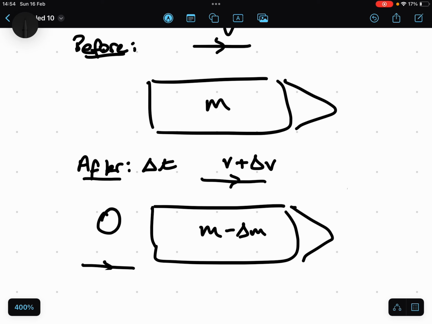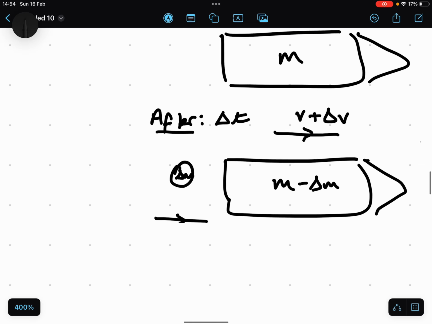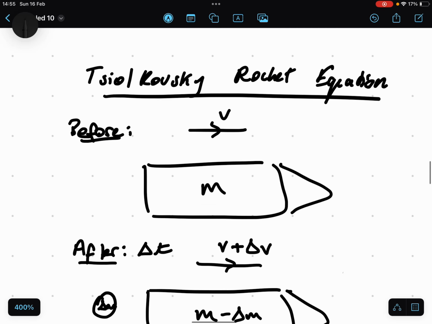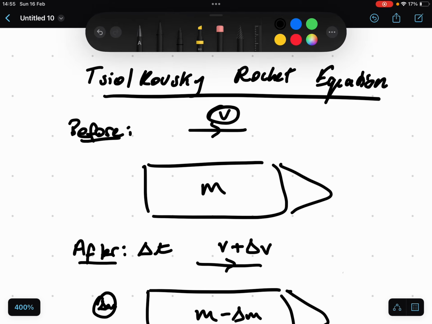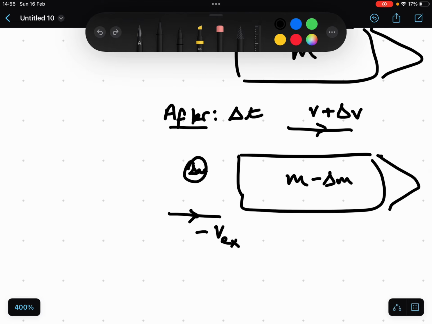So our expelled mass over here, just make it look like a circle, is going to be moving with some exhaust velocity. We're going to call it v exhaust. But because our arrow is pointing that way, it's going to be negative. And because we are moving at v beforehand, we should expect that this mass should also be moving at v. So v minus the exhaust velocity.